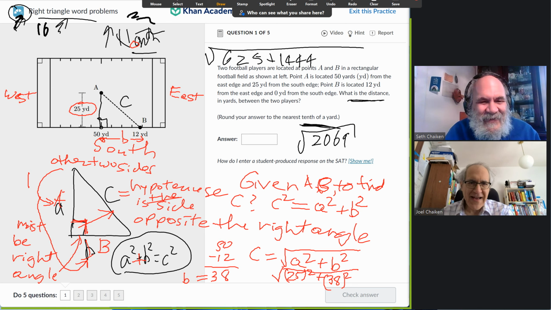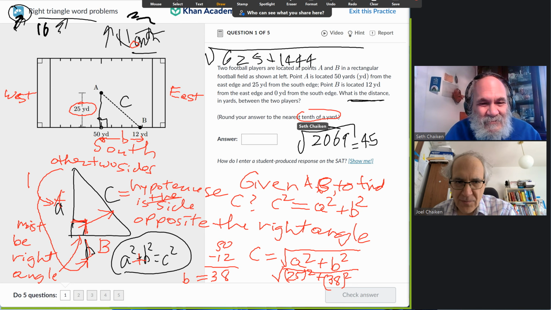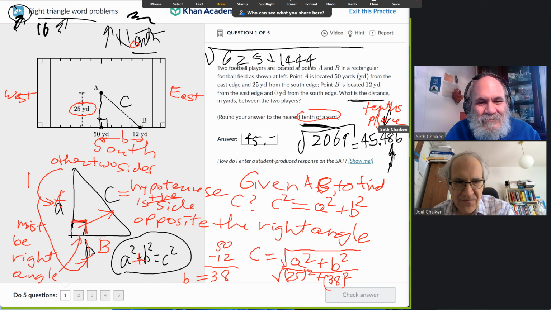You have to be careful to round to the right rounding. So we get 45.486. Now we need the nearest tenth of a yard. So this 4 rounds up because the 8 is bigger than a 5, 5 or bigger. So the final answer, which I will write here, will be 45.5.